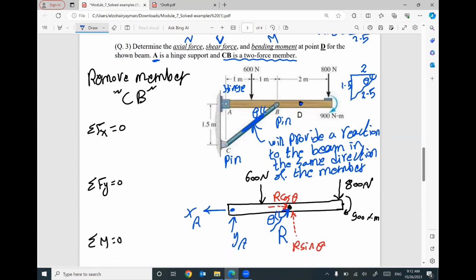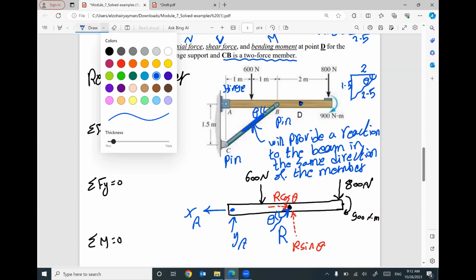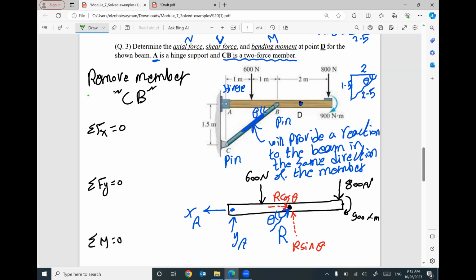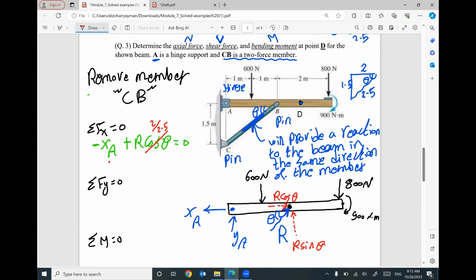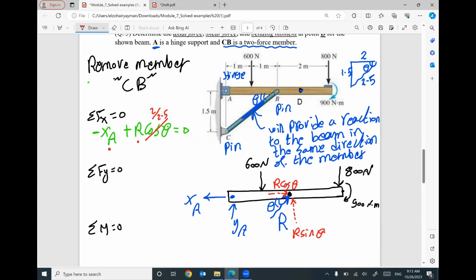If you apply summation Fx equals 0, I have negative XA, I have positive R cosine theta, nothing else. Yes, I do have cosine theta equal 2 divided by 2.5, but I'm still having 2 unknowns, XA and R. I don't know any of them. So leave it. Summation Fy equals 0.